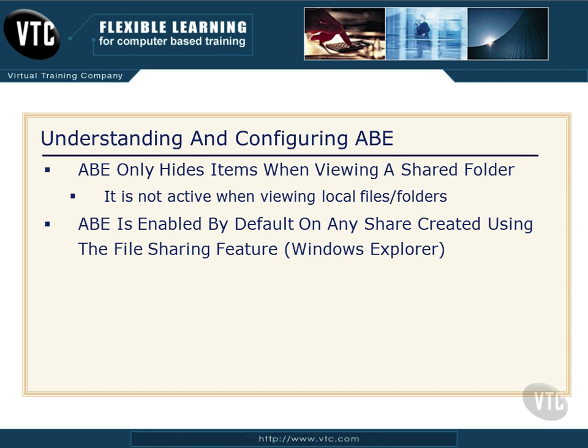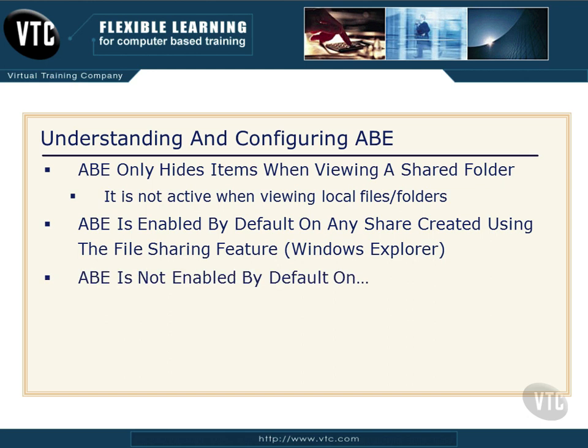Now it's enabled by default on any share that you create if you use the file sharing feature. And in English, the file sharing feature is Windows Explorer. If I go into Windows Explorer, browse to my resource, right-click on the folder, start to set those permissions, boom, ABE is going to be enabled by default. You probably won't hear a boom, but trust me, it's there.